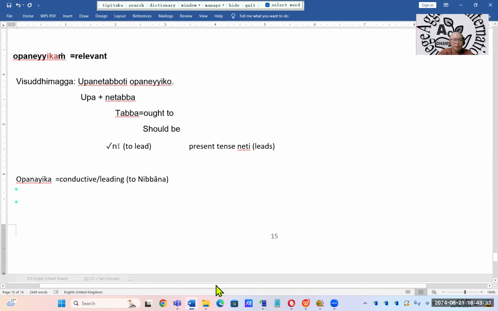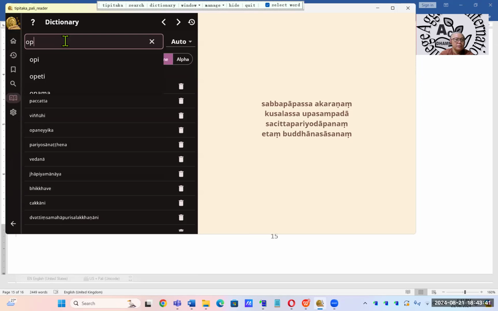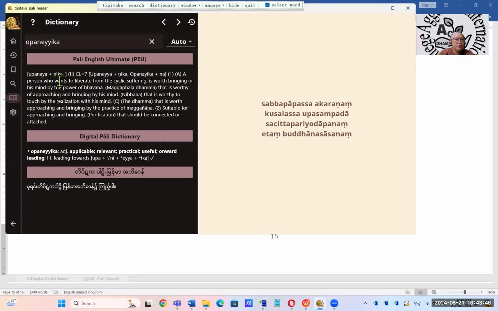Okay, so now we have to find out the meaning of upa. So to find out this, just look for this dictionary because it has the Burmese translation. Now this is translated from the Burmese. So sometimes a person who wants to liberate from psychic suffering is worth bringing his mind by the power of bhavana. That's worthy of approaching and bringing by his mind. Okay, this is translated from the Burmese dictionary, so it's quite long also.